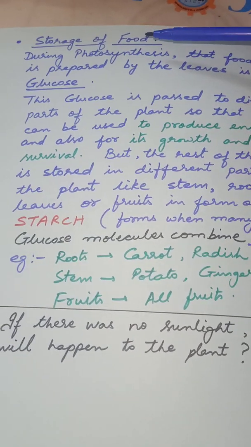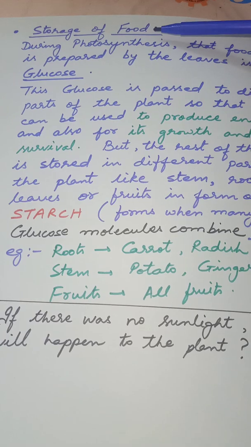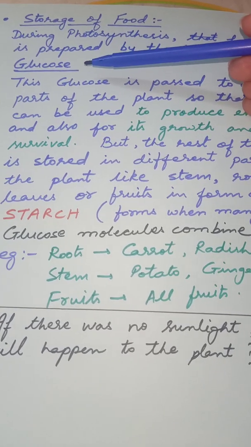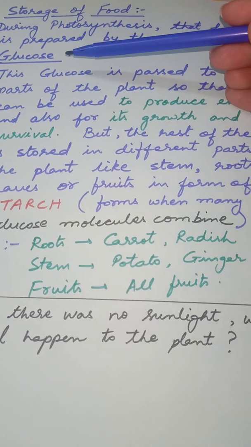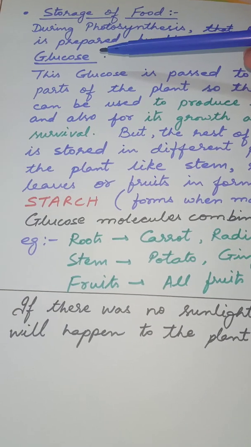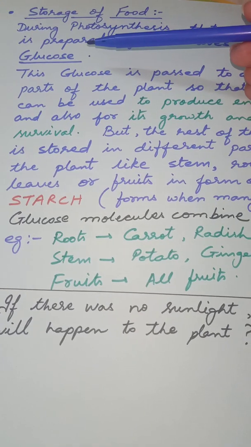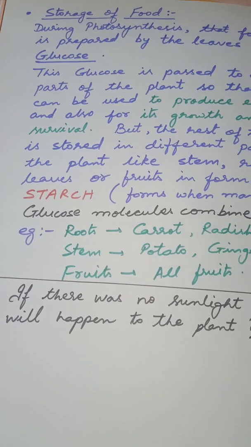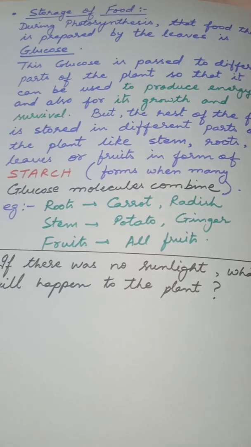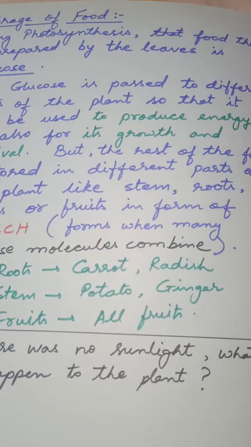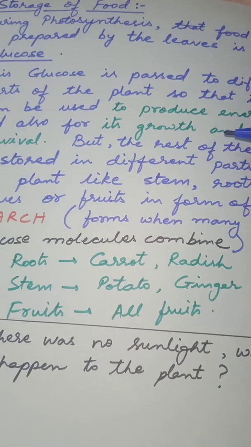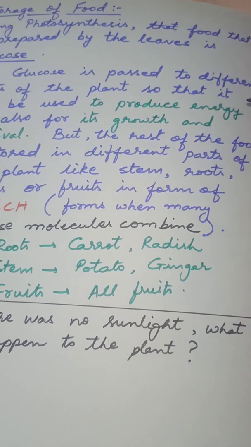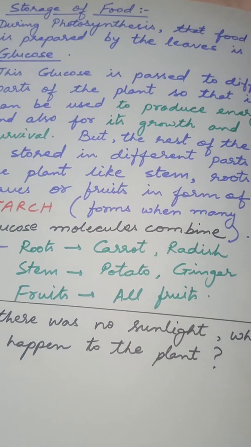Now the topic to deal with is storage of food. That means the plant is going to store this glucose. It is not going to use up every glucose molecule, but it is going to store it. This glucose is passed to different parts of the plant so that it can be used to produce energy. Like we all eat food. Why do we eat food? Because we need energy to do work.